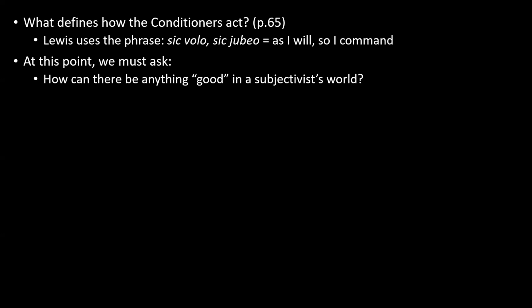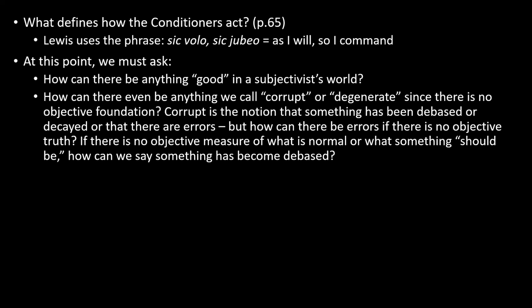And so at this point, Lewis says, how can there be anything good in a subjectivist world? How can we even call anything corrupt or degenerate since there's no objective foundation? And this is again in chapter 3. And corrupt is this notion that something has been debased or that something has decayed or that there are errors. But how can there be errors if there's no objective truth? And if there's no objective measure of what is normal or what something should be, then how can we say something has become debased? So Lewis says if we're subjectivists, we can't call things good or bad. We can't call things corrupt or degenerate.